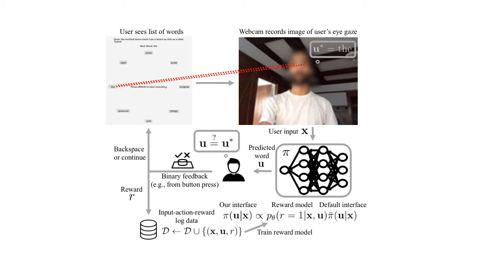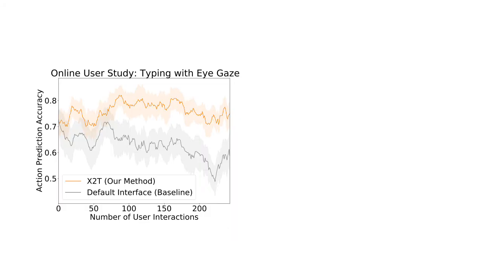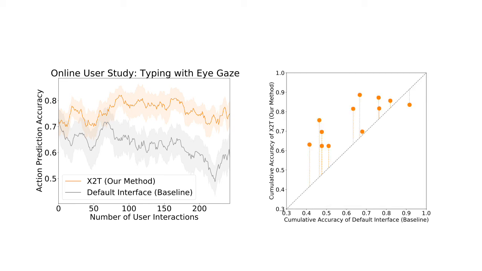X2T doesn't make any assumptions about the type of user input, so in addition to conducting experiments where users provided eye gaze input through a webcam, we also conducted a pilot study with one user who used an ECOG brain-computer interface to provide input to the system. We evaluated X2T primarily through a user study with 12 participants who used their eye gaze to type, and found that learning a reward model from online user feedback substantially improved the performance of the default non-adaptive interface, and that users for whom the default interface performed particularly poorly tended to benefit more from this online training.